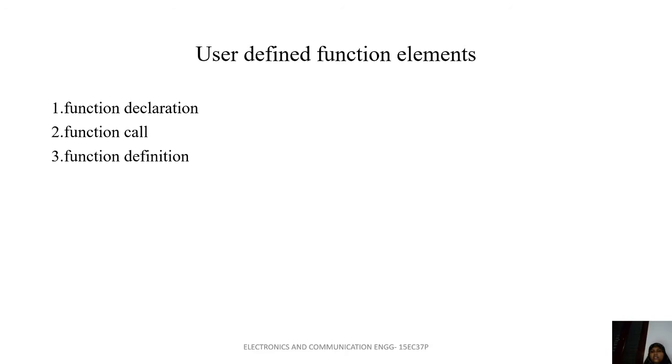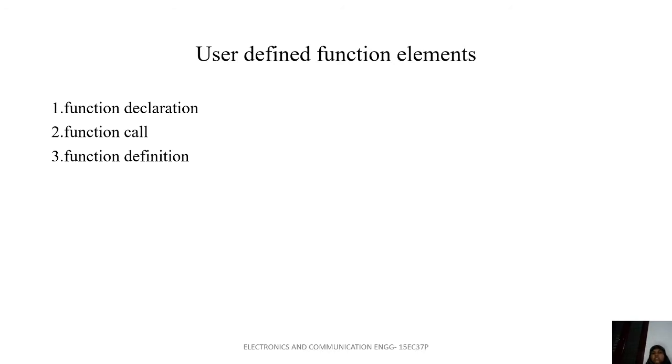Before we write a program, let us see what elements are required to form a function. The elements are function declaration, function call, and function definition. These are the three basic elements to write any program with a function. First we have to declare the function with its name and parameters. Next, the function call, which is written in the main program, and then the function definition, which can be written after the main program.